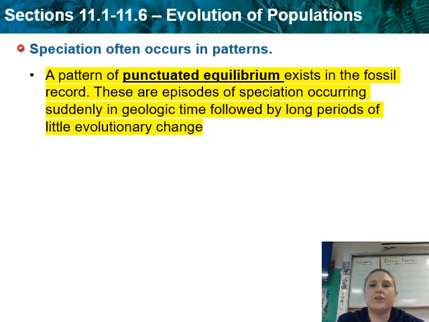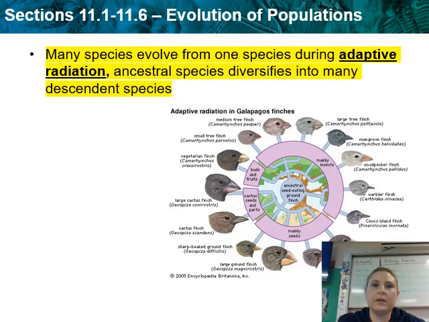We have this pattern of punctuated equilibrium, and that exists in the fossil record. There are episodes of all these new species being formed very quickly, and then all of a sudden long periods of little change over time. So many species evolving from one species is called adaptive radiation. And I showed you this picture before when we talked about evolution, on how one species can go on to form a whole bunch of different species just based on the adaptations and the natural selection that happens in those individual populations.